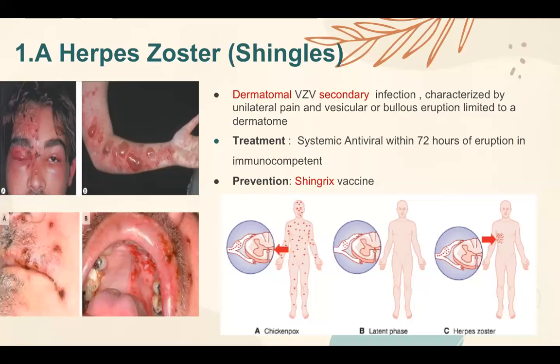And in the lower pictures, it's affecting the maxillary division of the trigeminal nerve. Now, the treatment is the same. It's systemic antivirals, again, used within 72 hours of the eruption in the immunocompetent. It usually affects people above 50 years of age, and it's less likely to occur in children. And again, fortunately, you have the Shingrix vaccine for prevention.